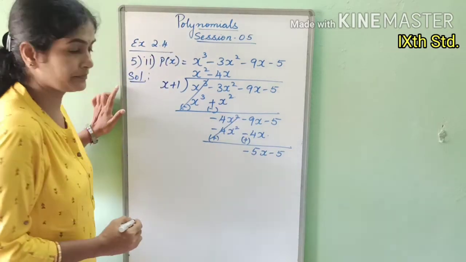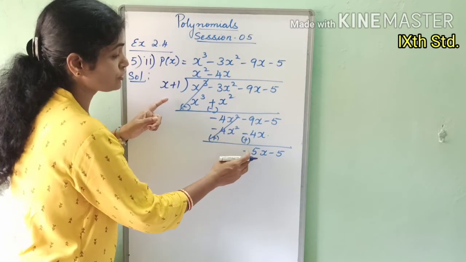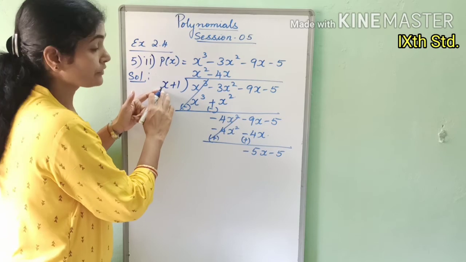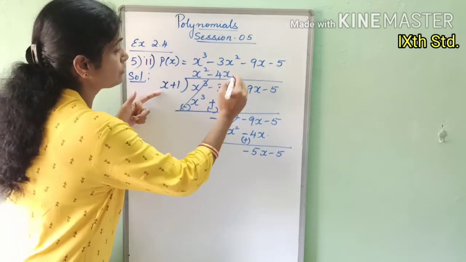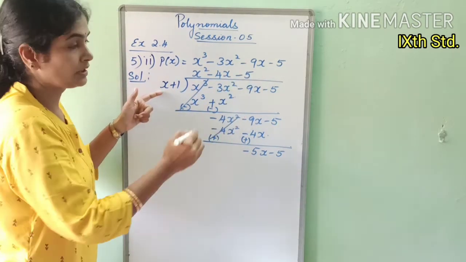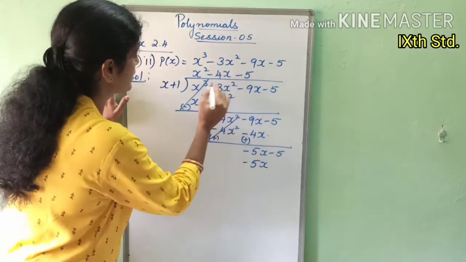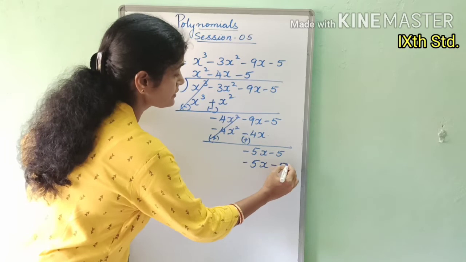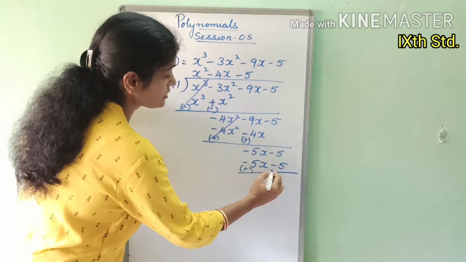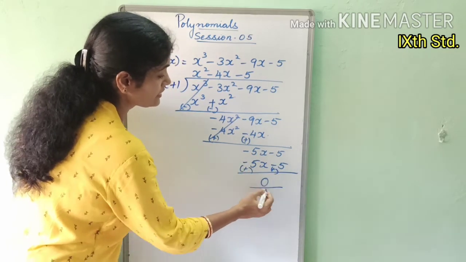minus 5, right? Then the last term you should get is minus 5x from this 5. So you multiply it by minus 5. Minus 5 into x is minus 5x. Minus 5 into plus 1 is minus 5. So the sign changes. Remainder is 0.